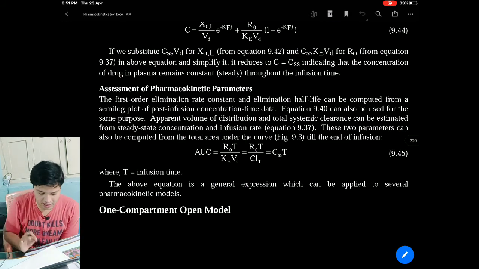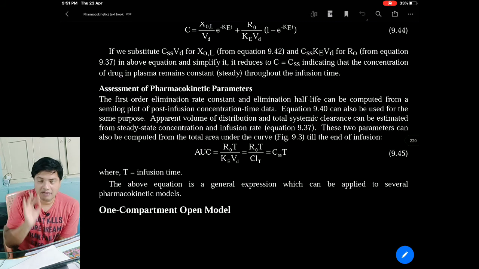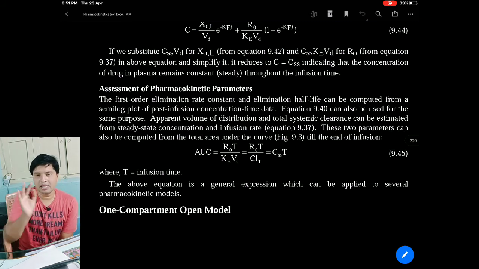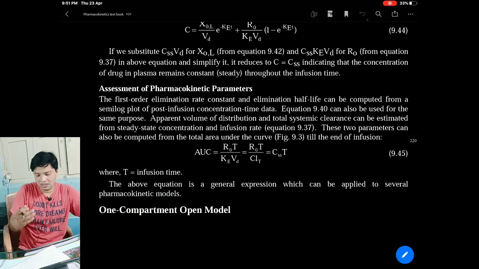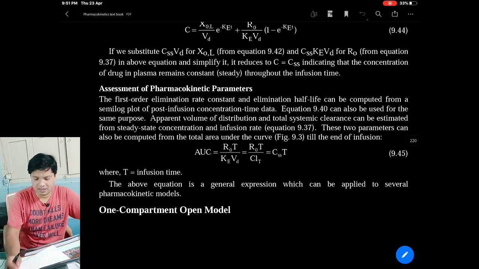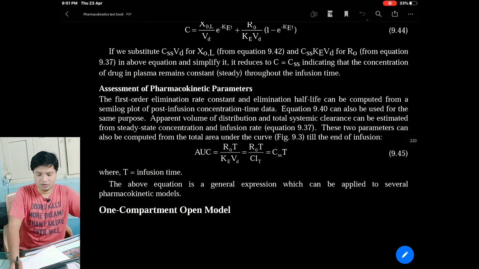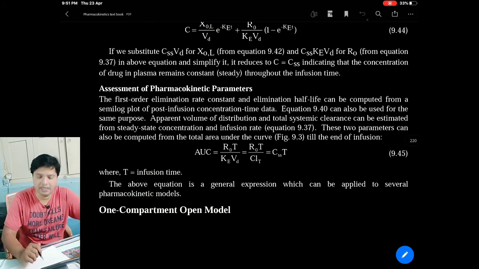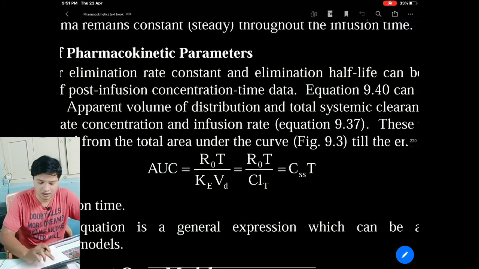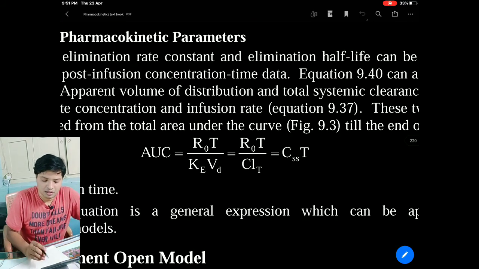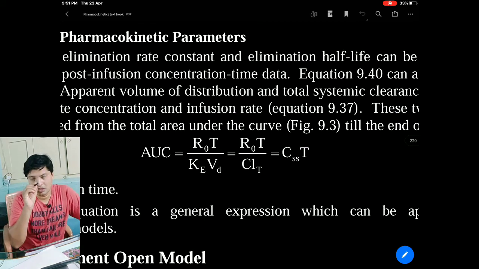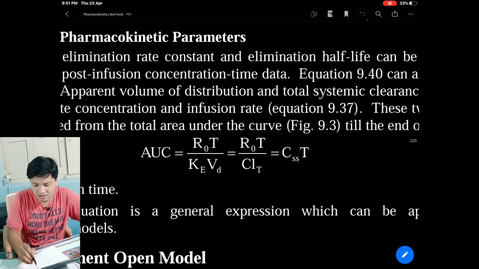Now the remaining part is, if the given value is area under curve, how can I determine the parameters? These parameters, that is Vd and plasma drug clearance, can be determined using this equation. See this, AUC is equal to R0 into T, where T is the infusion time, divided by Ke into Vd. This equation: AUC is equal to R0 T by Ke into Vd. Now R0 by Ke Vd is called the steady state concentration. Substitute that, and you will get steady state concentration and time.